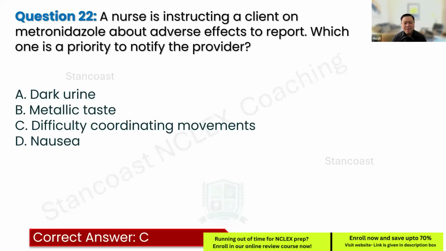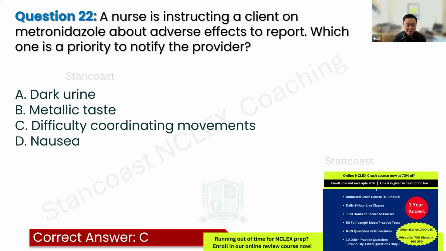Ataxia, or the difficulty in coordinating movements, is a sign of central nervous system toxicity brought by the metronidazole, and this requires immediate reporting. If you selected letter A, dark urine is common and non-urgent. If you selected letter B, metallic taste, is also incorrect because this is expected and it doesn't need urgent reporting. Letter D is also incorrect because nausea is a typical side effect and also non-urgent. Nausea is also an adverse effect.